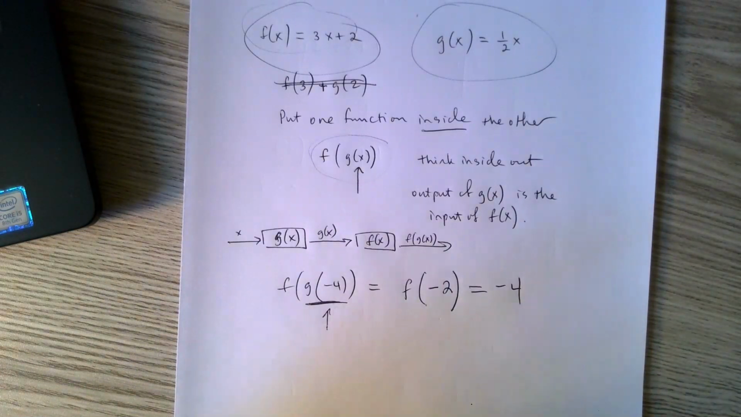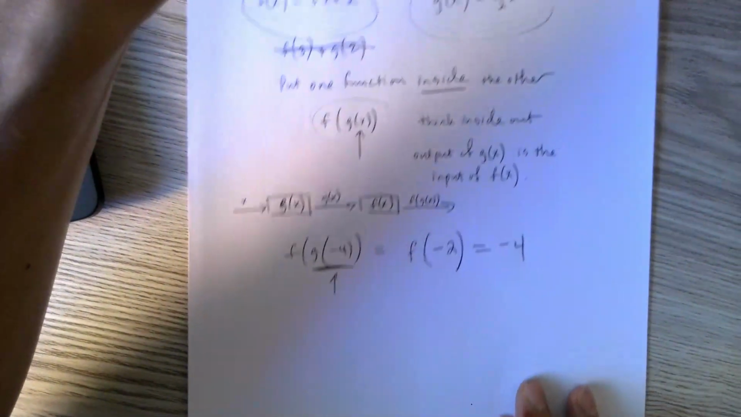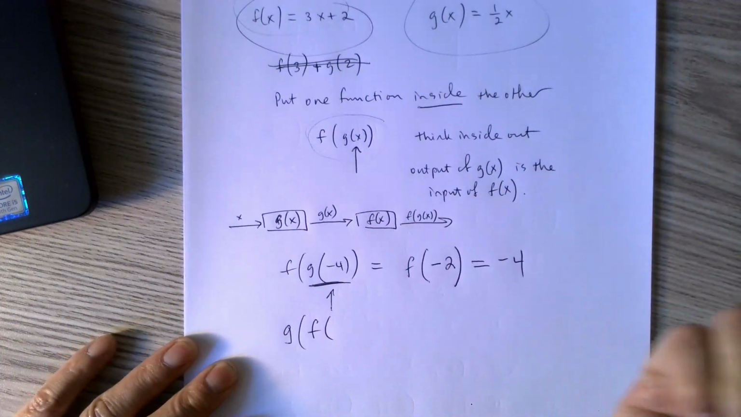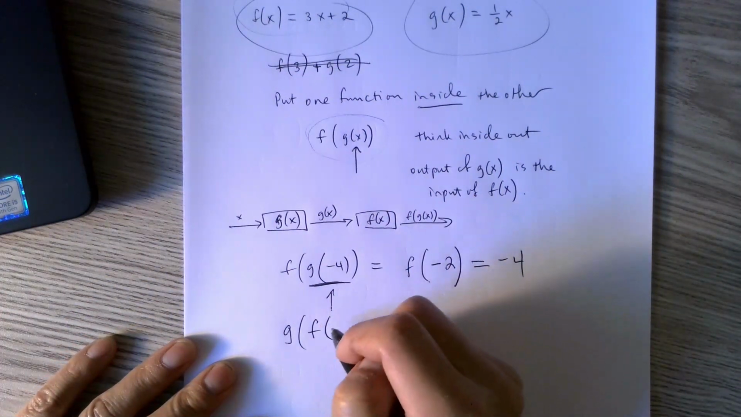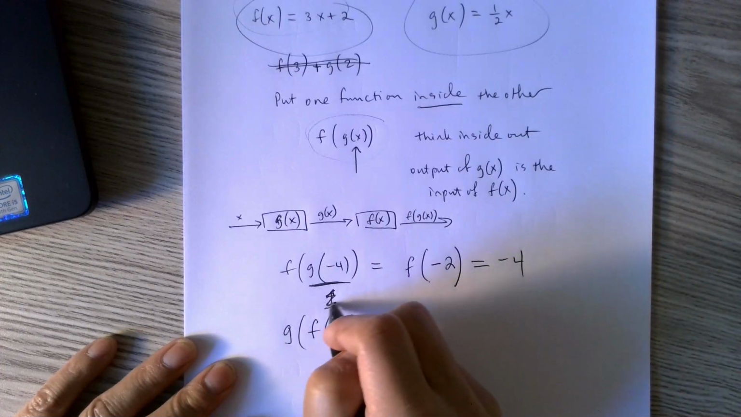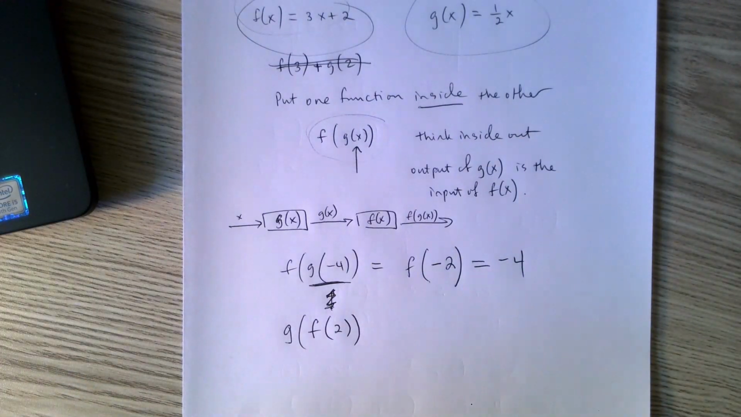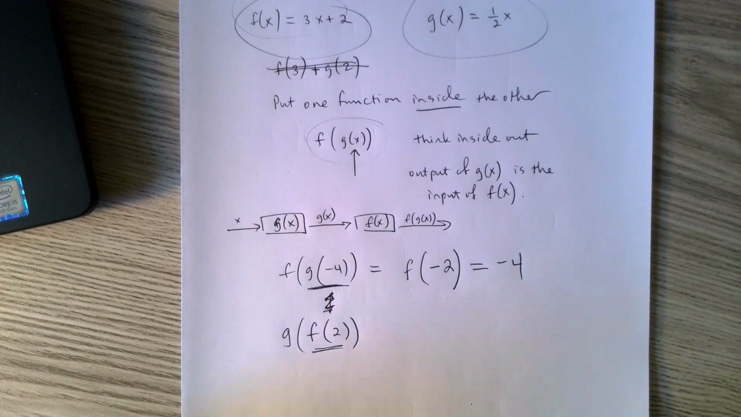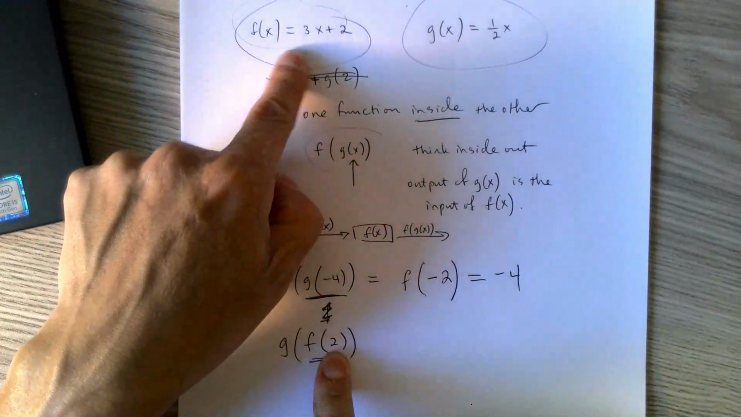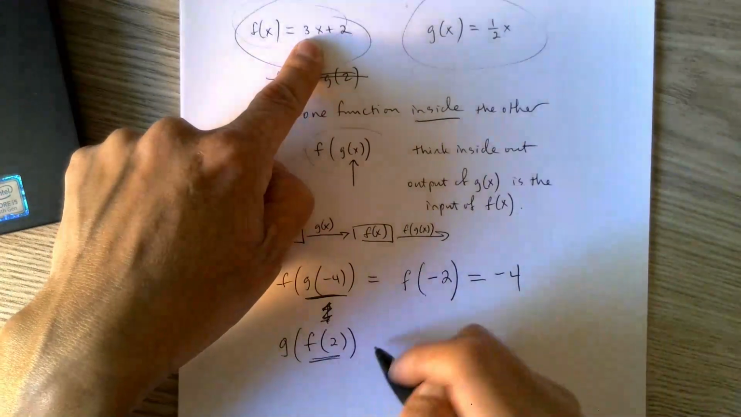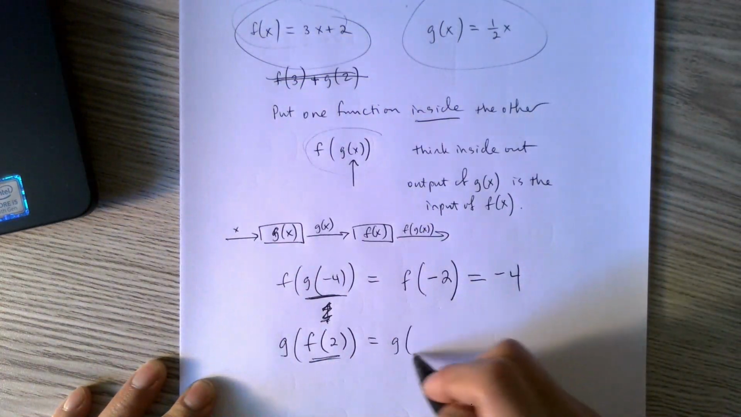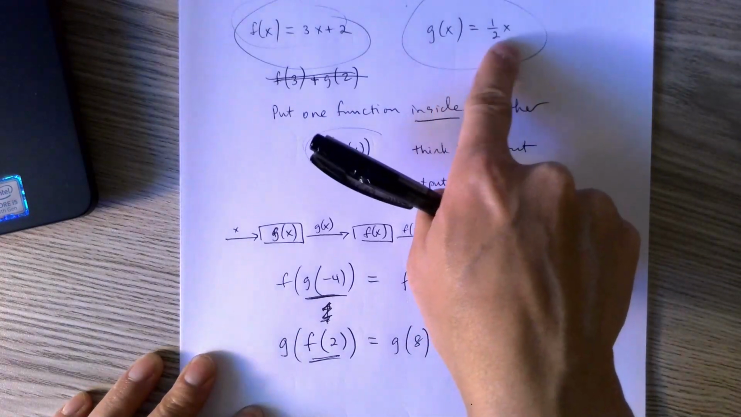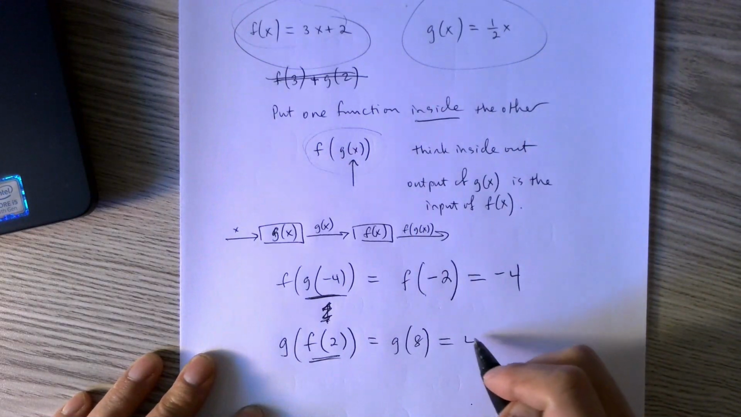Okay, now I'm going to do it backwards. Not backwards, but I'm going to have f and g switch places now. I'm going to find g of f of, let's just do 2. Get rid of this. So now the inside is f of 2. So I'm going to first plug 2 into f of x, and I get 8. So this will turn into g of 8. And now I plug 8 into my g function, which gives me 4.